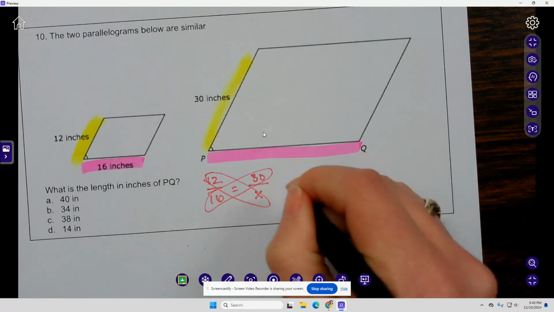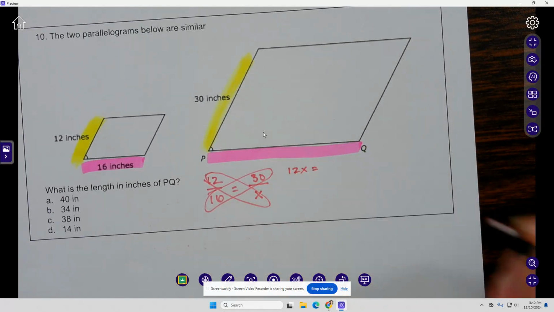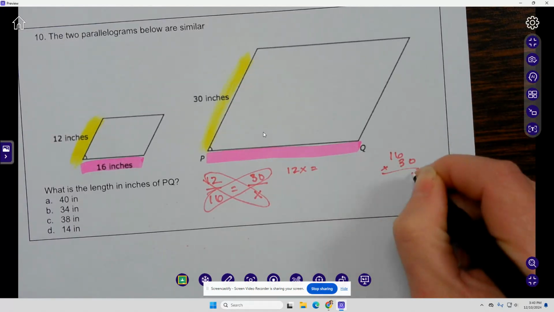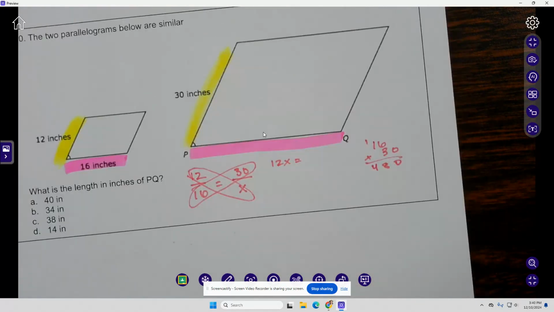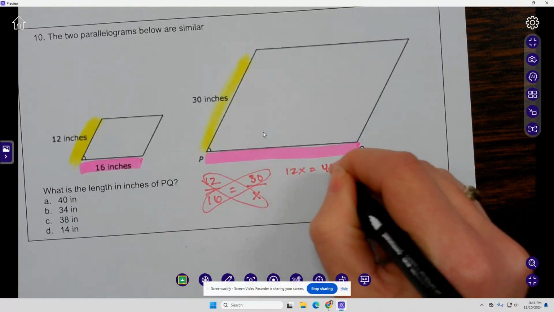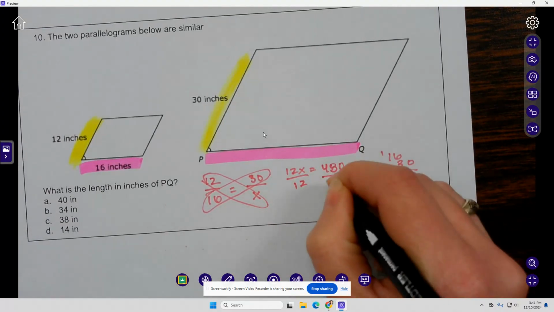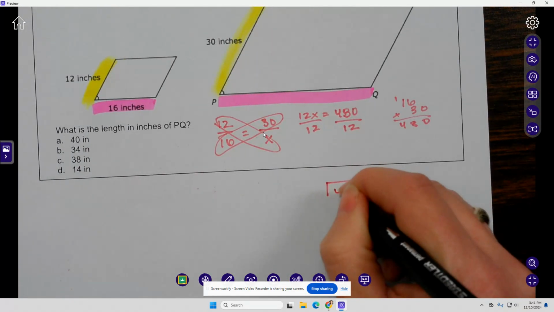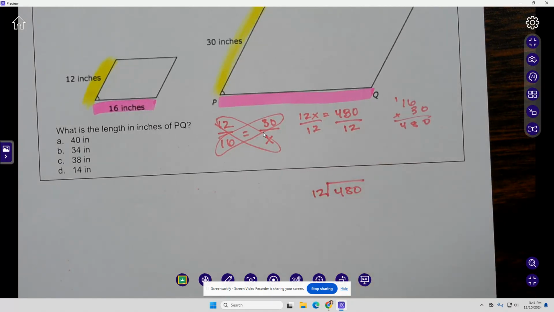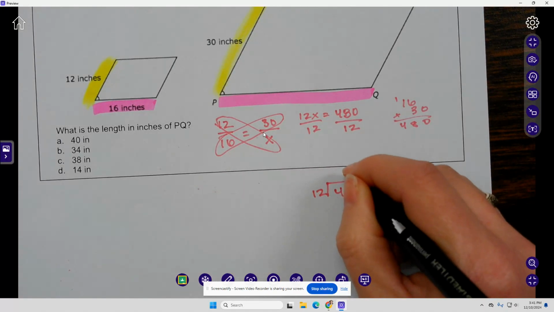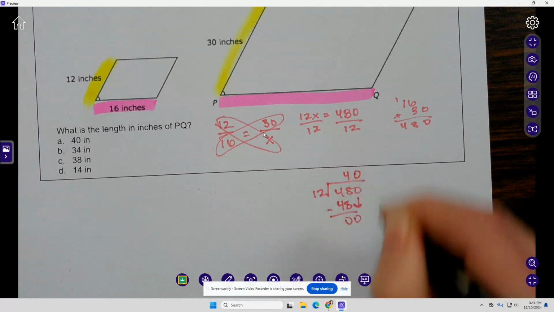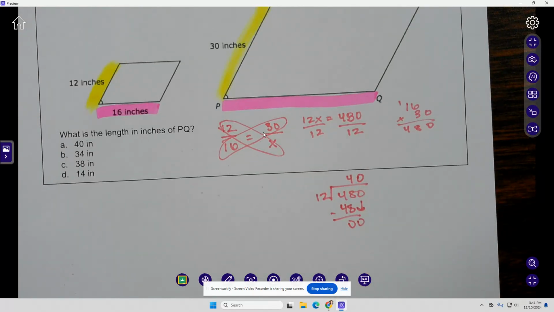Okay, so I have 12X equals, I need to do 30 times 16. So after I do that, it's 480. Going to divide by 12. I'm running out of space here a little bit. That's okay. I'm going to just move it down. 480 divided by 12. 12 can go into 48 4 times. Bring down my 0. 12 can go into 0 0 times. So the length of PQ is A.